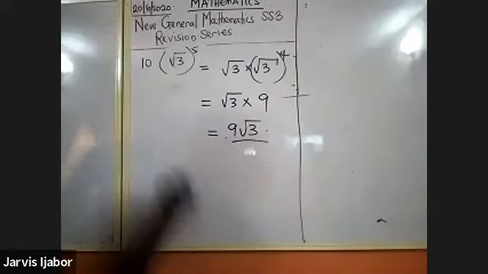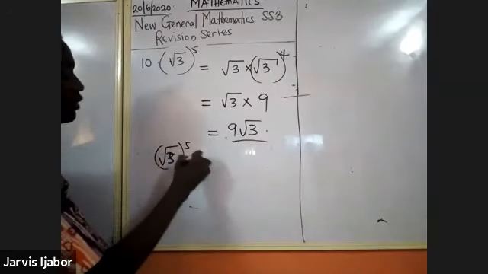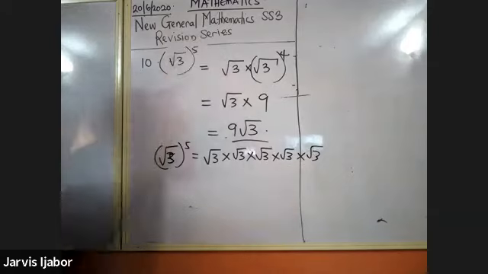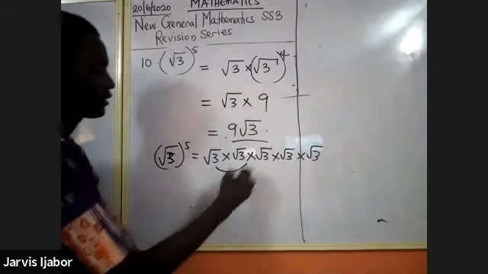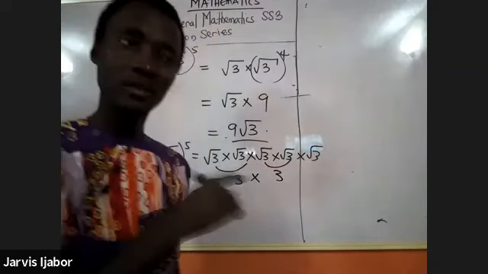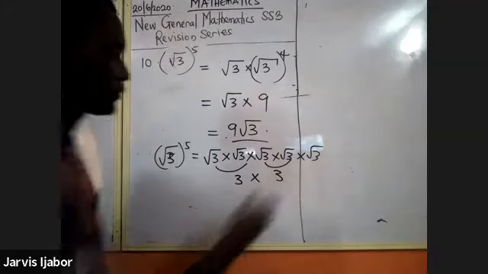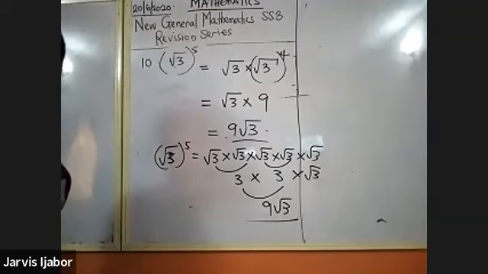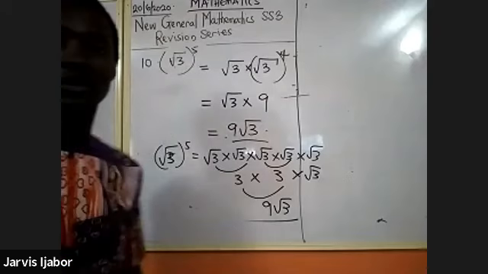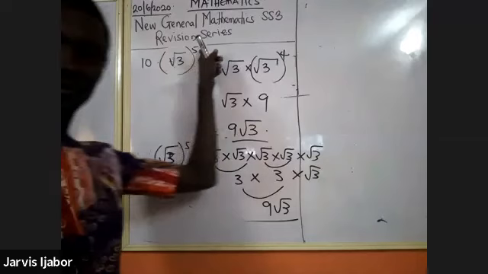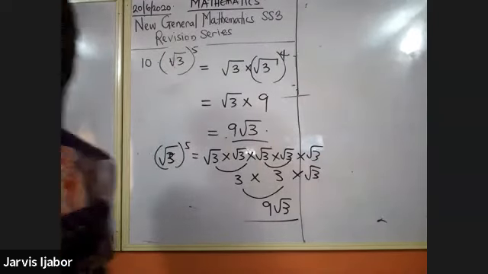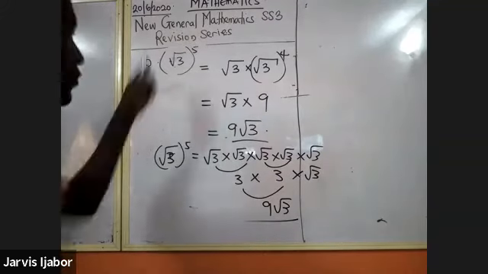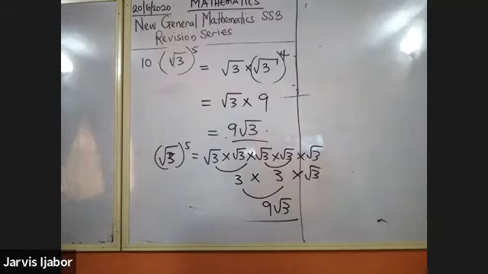Let me go back. Let me break it down. This root will mean this times this times this times this times this, 5 of it. So you see now here, they are testing your knowledge of indices. Now pair 3 times 3, which gives 9, times what? What do you get? Is that clear now? So that's exactly what this question is trying to talk about. By extension, if the index here is odd, your answer will be in terms of this root. But if the index is even, the answer will be a rational number.